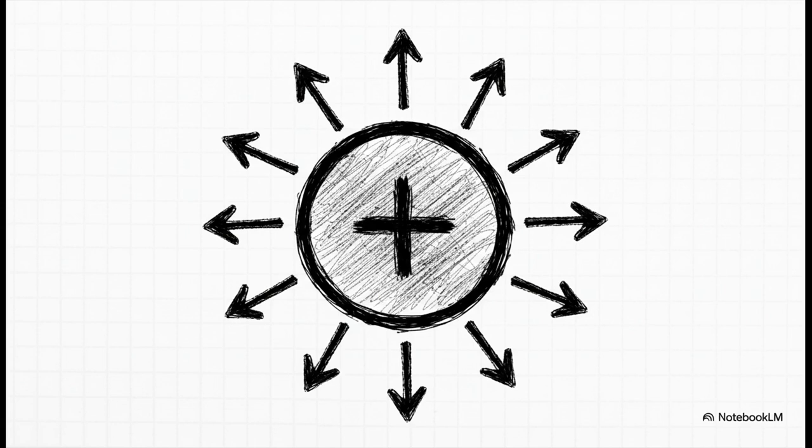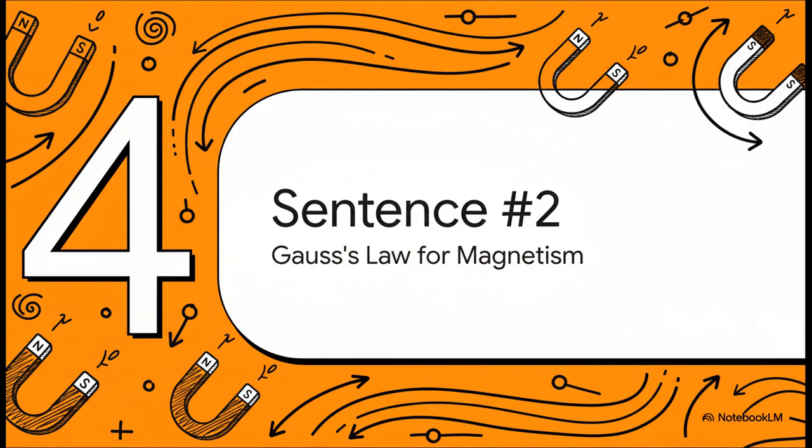See? Not so bad, right? So let's move on to sentence number 2. Now this one looks almost the same, but there's one tiny change that makes a world of difference. This is Gauss's law for magnetism.